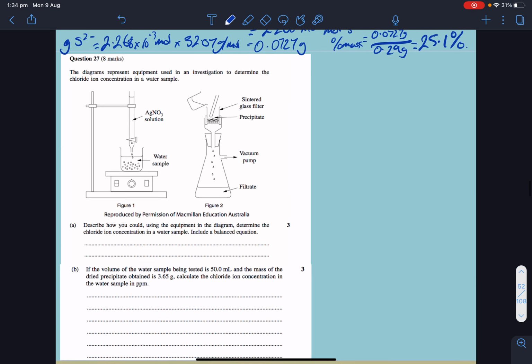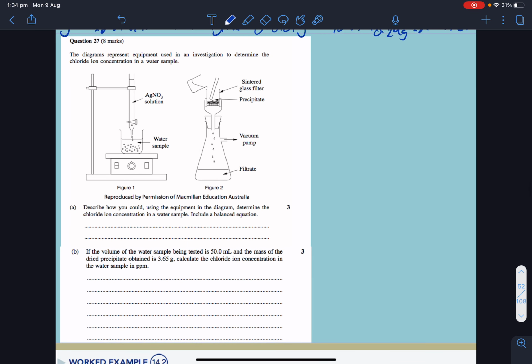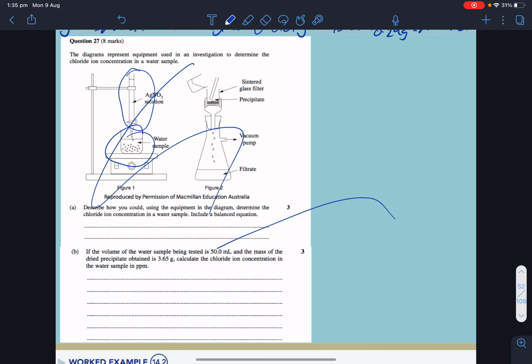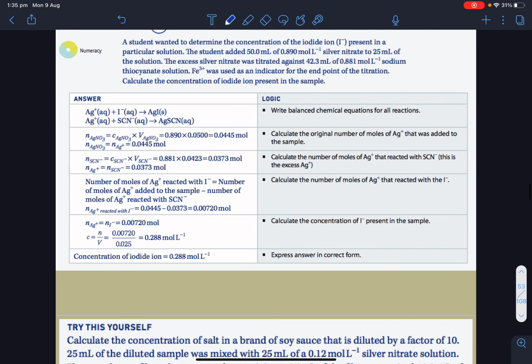All right, a past HSC paper one. You can see in the diagram they've got a water sample and they're dripping in silver nitrate solution. Essentially, hang on, this is a gravimetric analysis one, which we haven't talked about yet. We'll leave this problem till after we're done with gravimetric analysis.